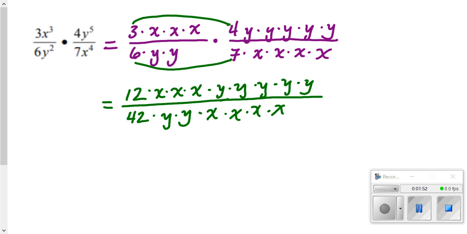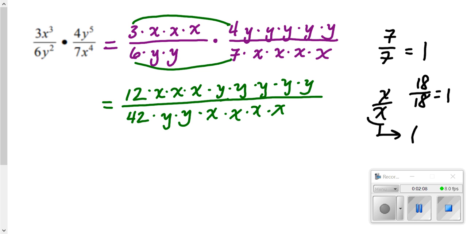Now, just like 7 divided by 7 is 1, or 18 divided by 18 is 1, x divided by x is also 1 as long as this x isn't 0, because you can't divide by 0. Okay, so there's going to be some exceptions just to make sure that we stay legal and we aren't dividing by 0. But so long as we can think about that, we can cancel things out, right?